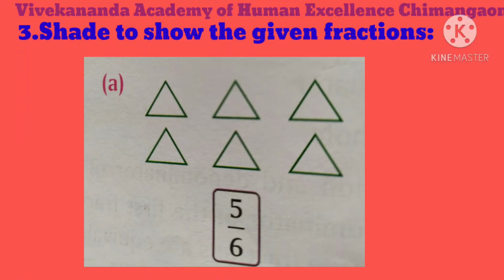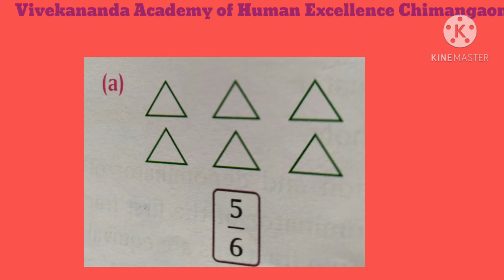Next question, question number 3, shade to show the given fractions. So here the given fraction is 5 upon 6. Here the numerator is 5 and the denominator is 6. Means total triangles are 6 and from that we have to shade 5 triangles. Here we shade 5 triangles out of 6. In this way we shade to show the fraction 5 upon 6.